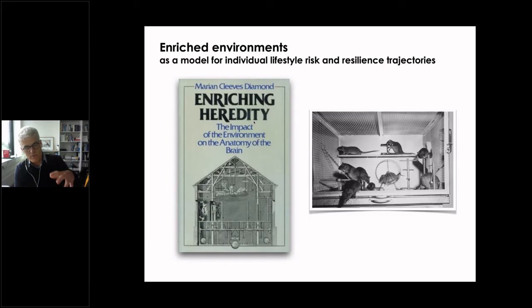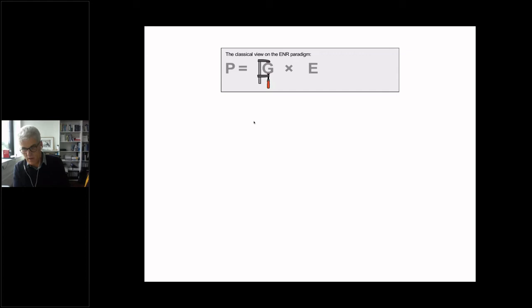So this is the idea. A phenotype, that's the rule that you learn in biology, the phenotype equals the genotype plus or multiplied by the environment. You can find both versions. It's also not a literal mathematical formula. And the idea of the classical enrichment paradigm is that you study the phenotype while keeping the genotype constant.